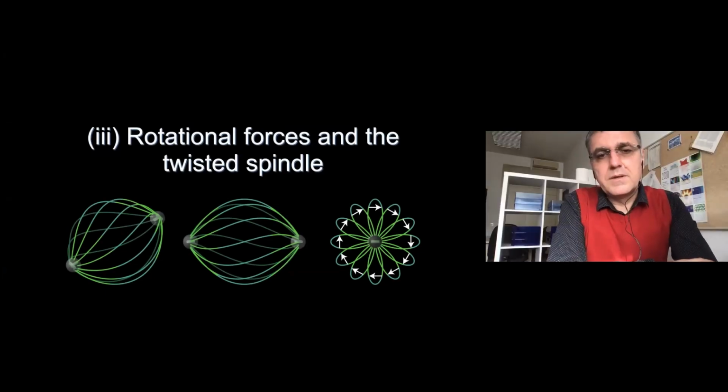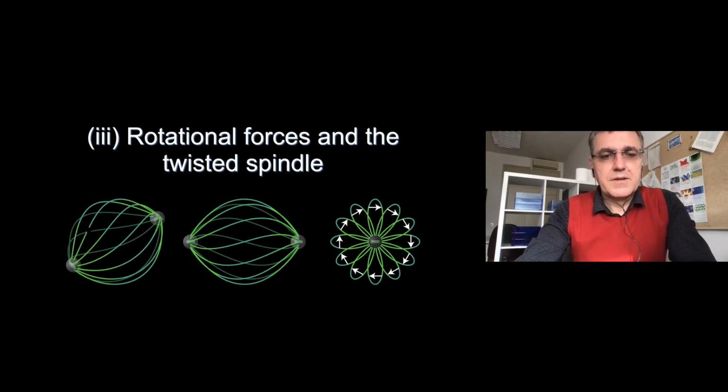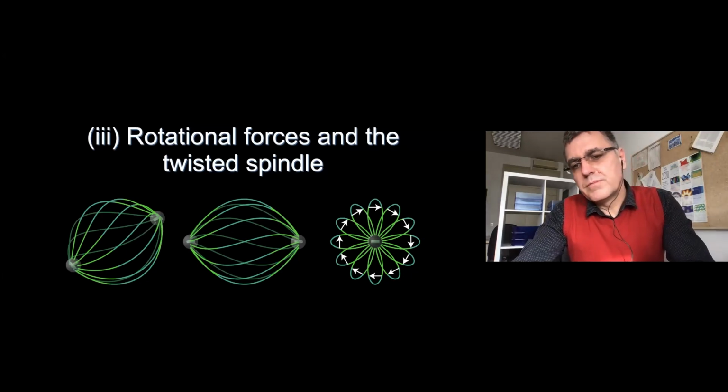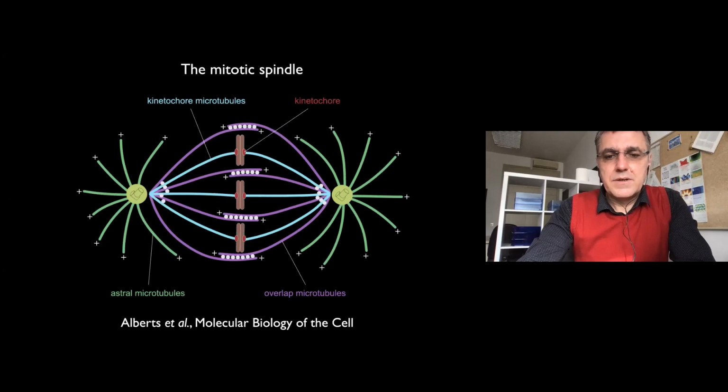Okay, and finally, this is something about rotational forces and twisted spindle. Here is the drawing of how we understand the shape of the spindle, where we say that the microtubules are not some planar objects, but they are also somehow twisted. So let me explain how we are getting this and how we understand what happens there.